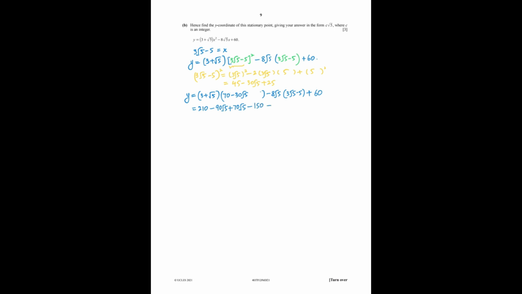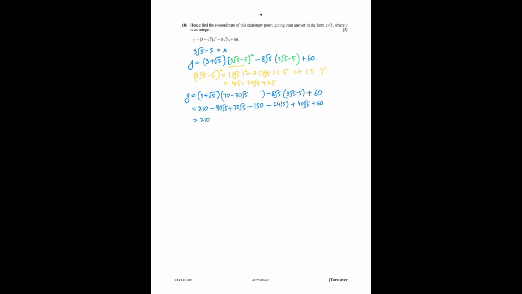Alright, minus 8 3s are 24, and 24 under root 5 will be 5, minus minus plus 5 8s are 40 under root 5, plus 60. Now we have two types of terms, one which contains root 5 and the one which does not have root 5, right? So we are going to write them separately.